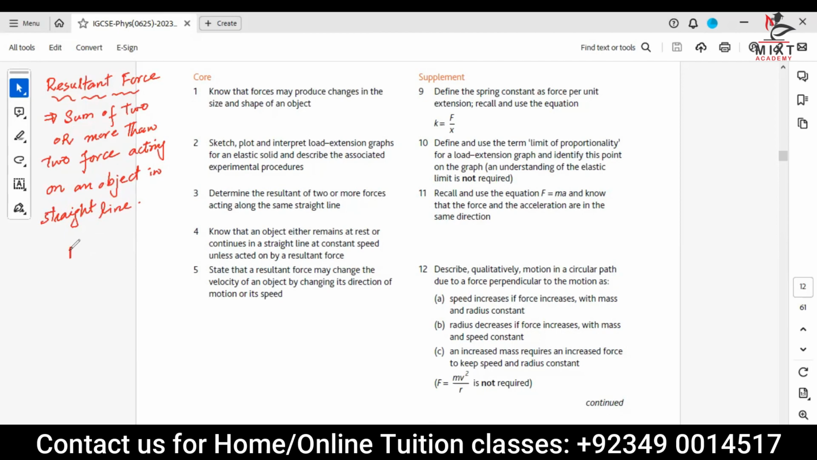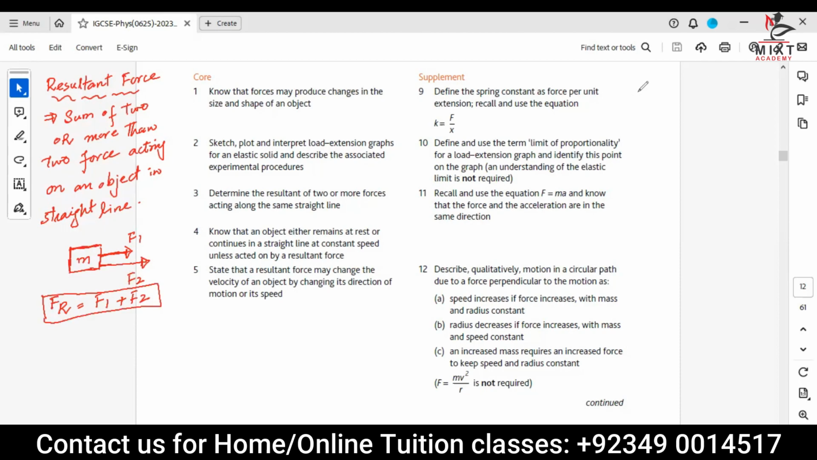For example, we have the box. This is the box, it has a mass m, and the force acting on that box is F1, and another force is acting on the box in the same direction, that is F2. Then the resultant force will be equal to F1 plus F2.